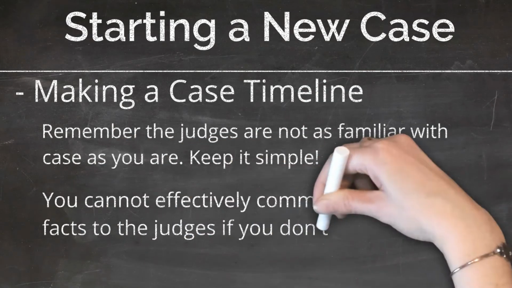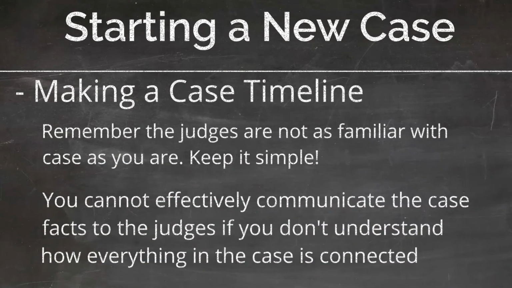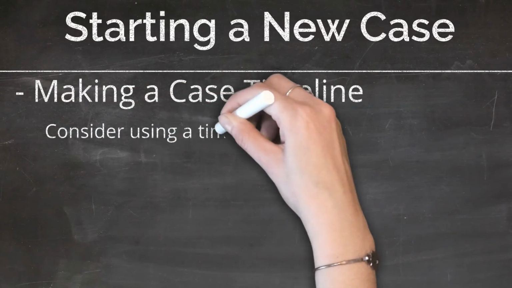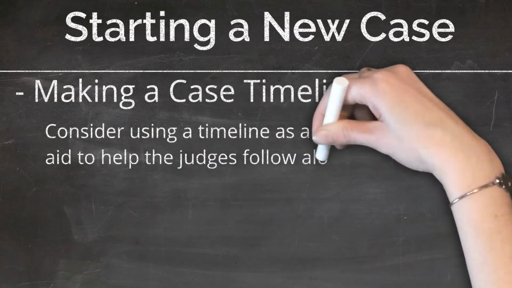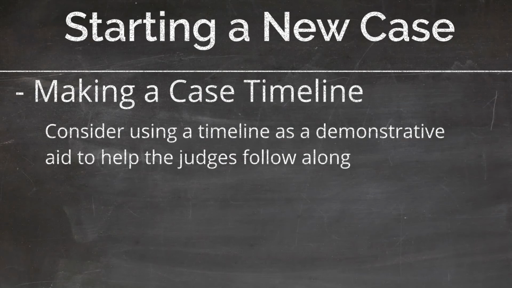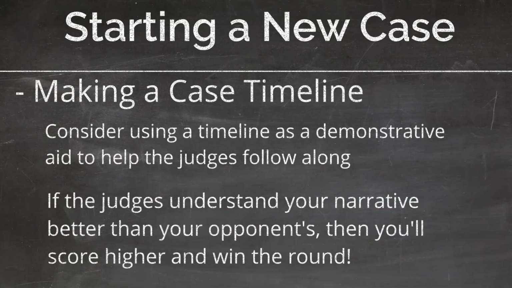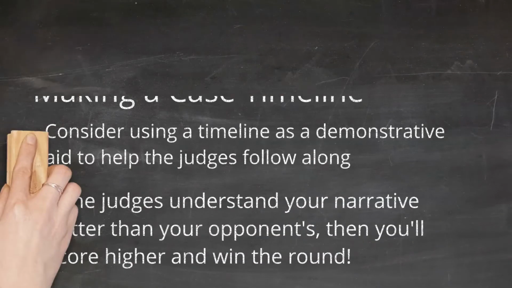And if you don't understand all the players and how the facts fit the certain events, or when this expert got hired, you're not going to be able to explain that to the judge. They're going to feel lost, and then your scores go down. You make them feel smart, your scores will go up. That's a great example.